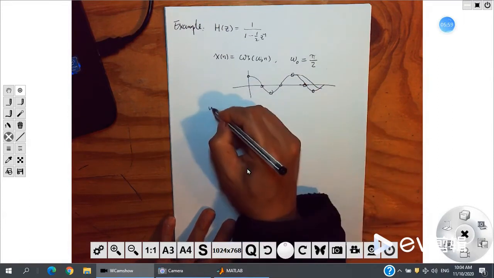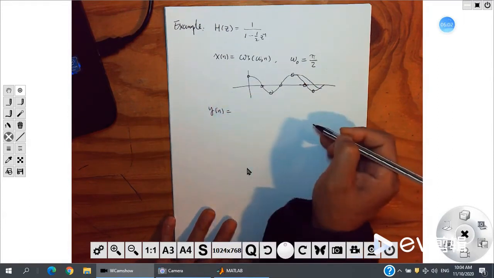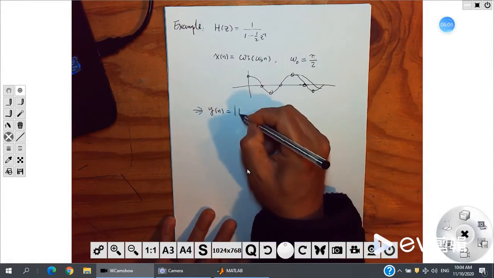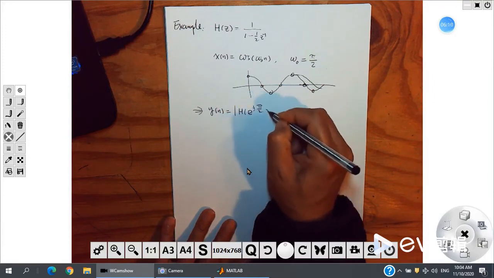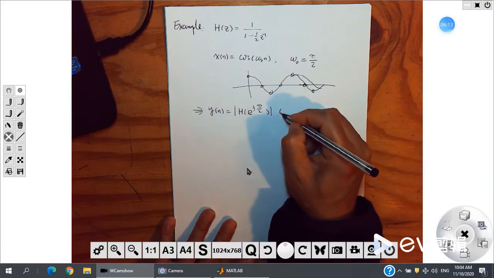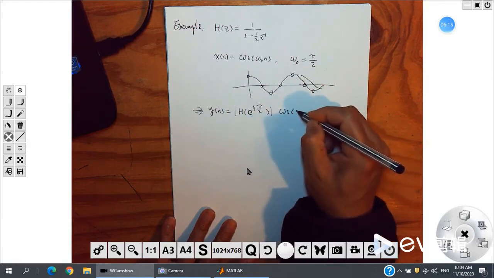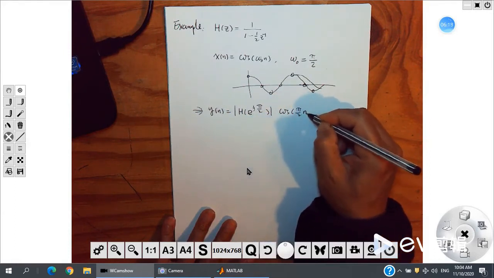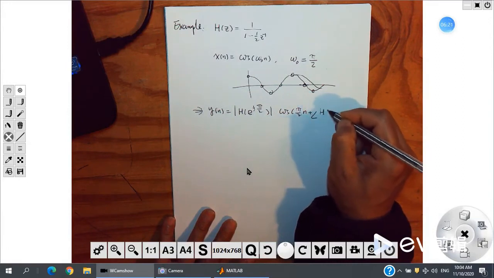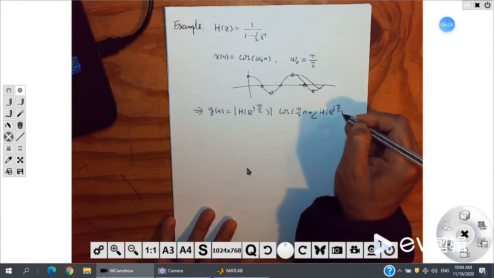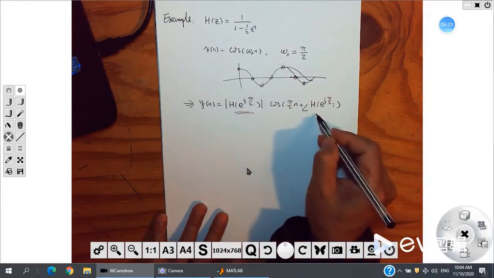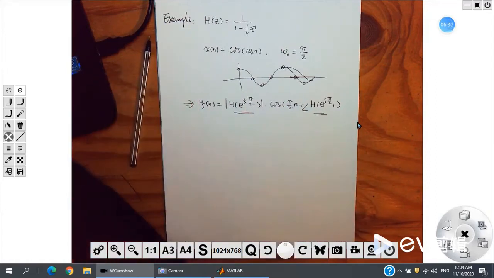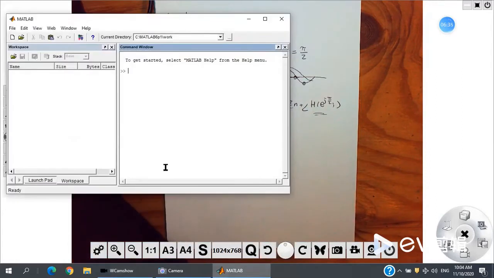Then what is y of n? Y of n will be the magnitude of h at e to the j omega 0, with omega 0 equal to pi over 2, times cosine of pi over 2 n plus the angle of h at e to the j pi over 2. For these two numbers we can calculate. If you want, you can also calculate by hand, but we have this way, so we can save our time.